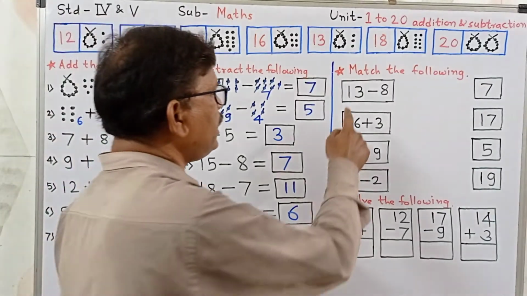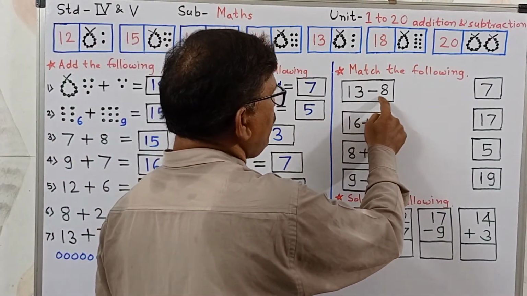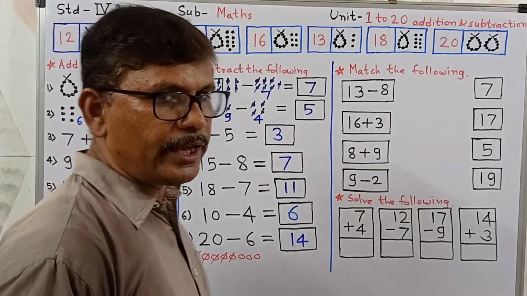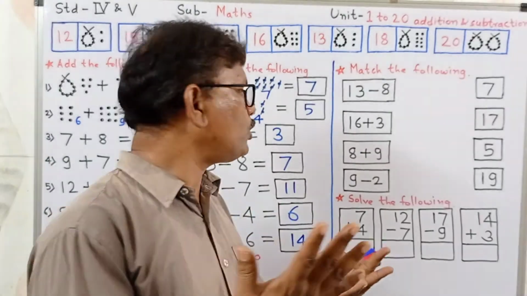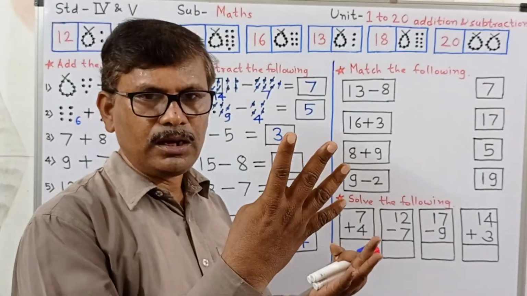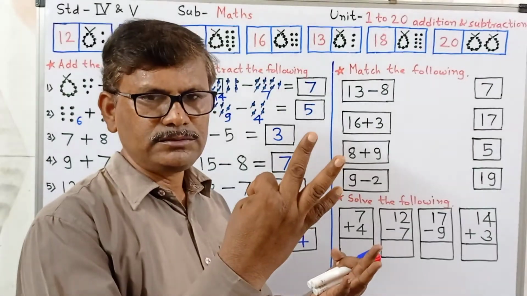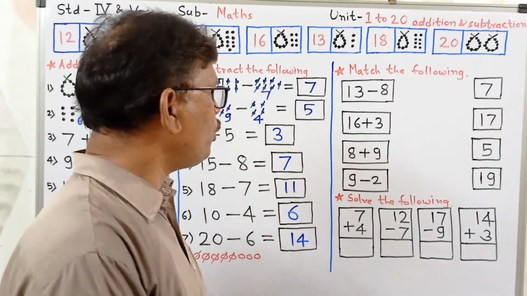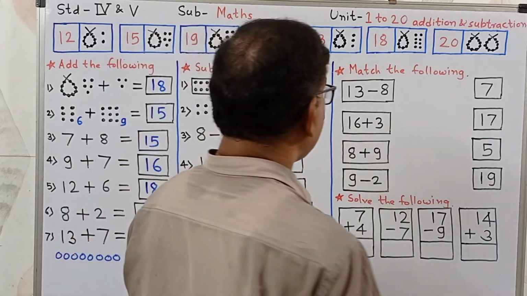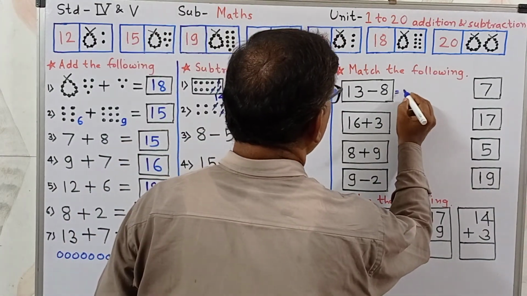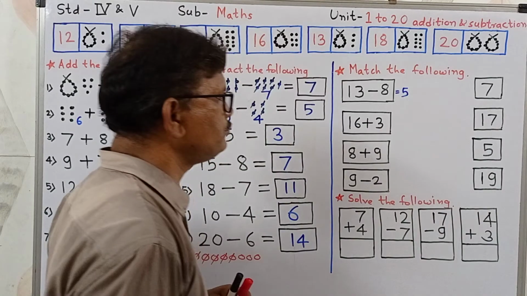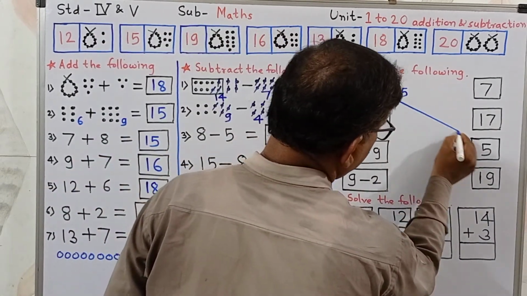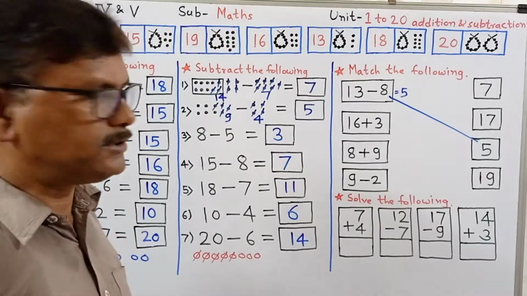Okay. So here what is the first? 13 minus 8. Take 8 fingers and count down from 13: 12, 11, 10, 9, 8, 7, 6, 5. 13 minus 8 is equal to 5. Where is 5? Here is 5. So then match it.